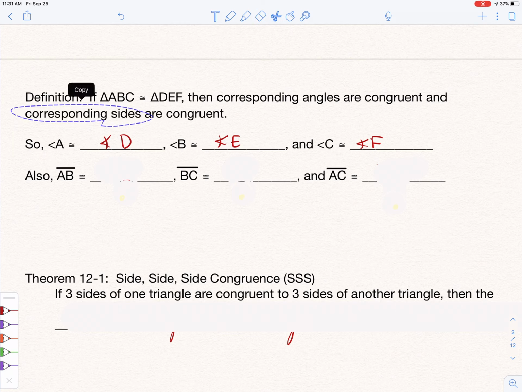So then let's go ahead and look at the next statement in this fill in the blank. It says that segment AB, now segment AB has to correspond to segment DE. So that's what I'm going to write here. Segment BC is going to be congruent to segment EF, and then segment AC is going to be congruent to segment DF, always keeping my corresponding points in the correct order.